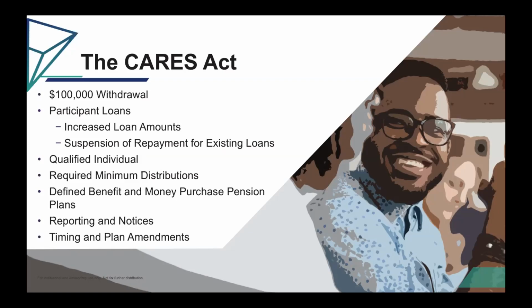In addition, when we're taking a look at defined benefits and money purchase pension plans, the Act provides the plan sponsor with some relief. And the relief comes in the form of allowing these plans to delay any contributions that are due in the calendar year 2020 to January 1st of 2021. And that includes all quarterly contributions. Now, understand what I said there. It's allowing them to delay them until January 1st, 2021.